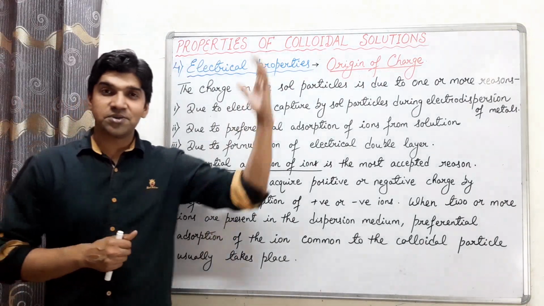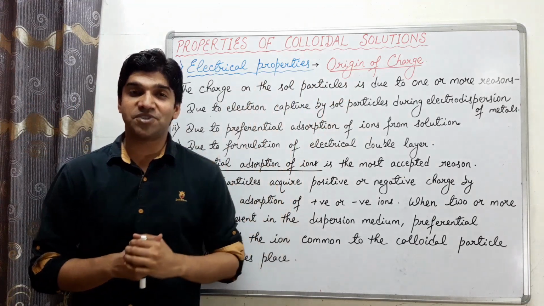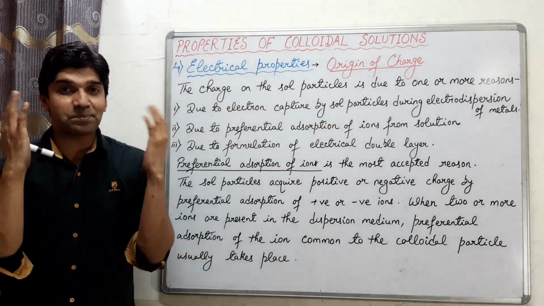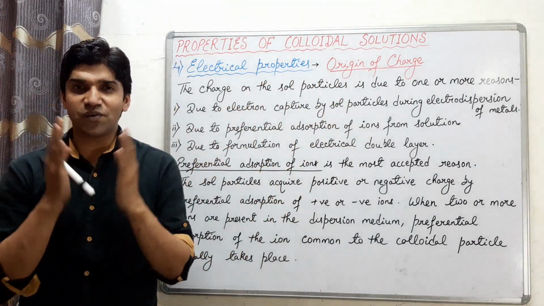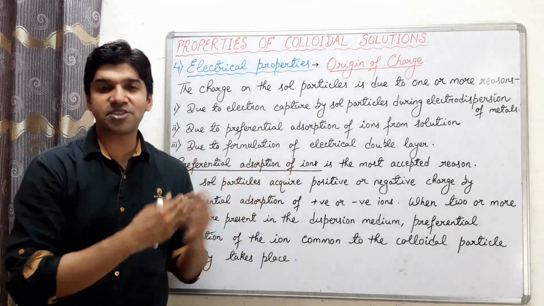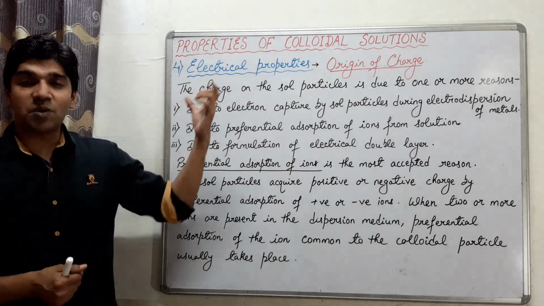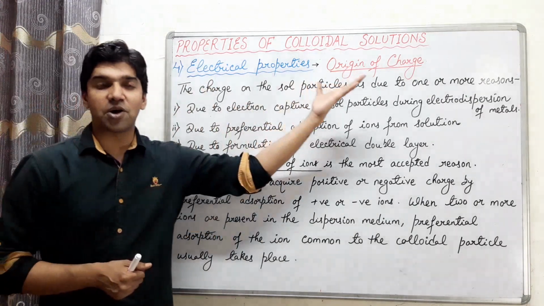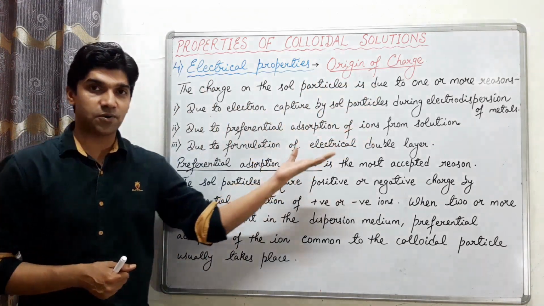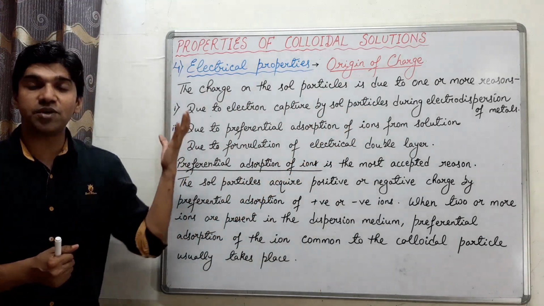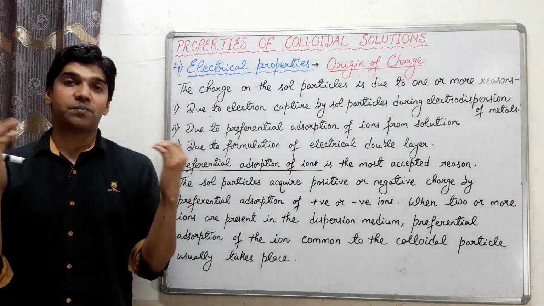Yes, now the origin of charge, the occurrence of charge. How the charge appears on the sol particles. How we have this formation of positive and negatively charged sols. So the charge on the sol particles is due to one or more reasons, which are as follows. First, due to electron capture by the sol particles.